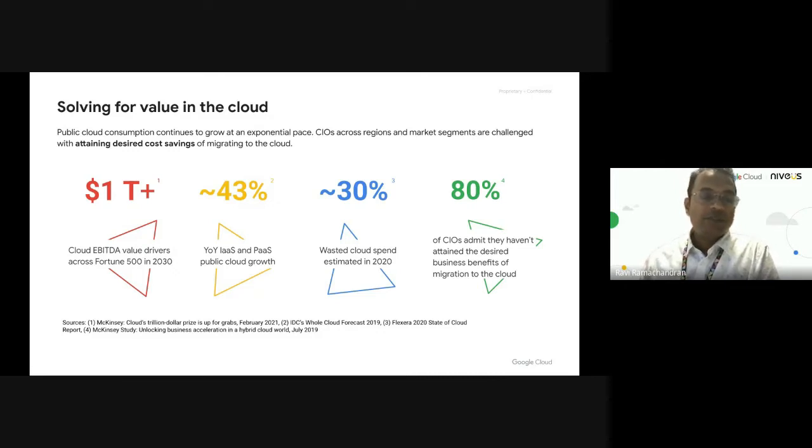So these are conversations that we would deep dive into today, along with the Niveus team, and have a focused conversation around it. The reports clearly state that about 30% of workloads are actually getting wasted.